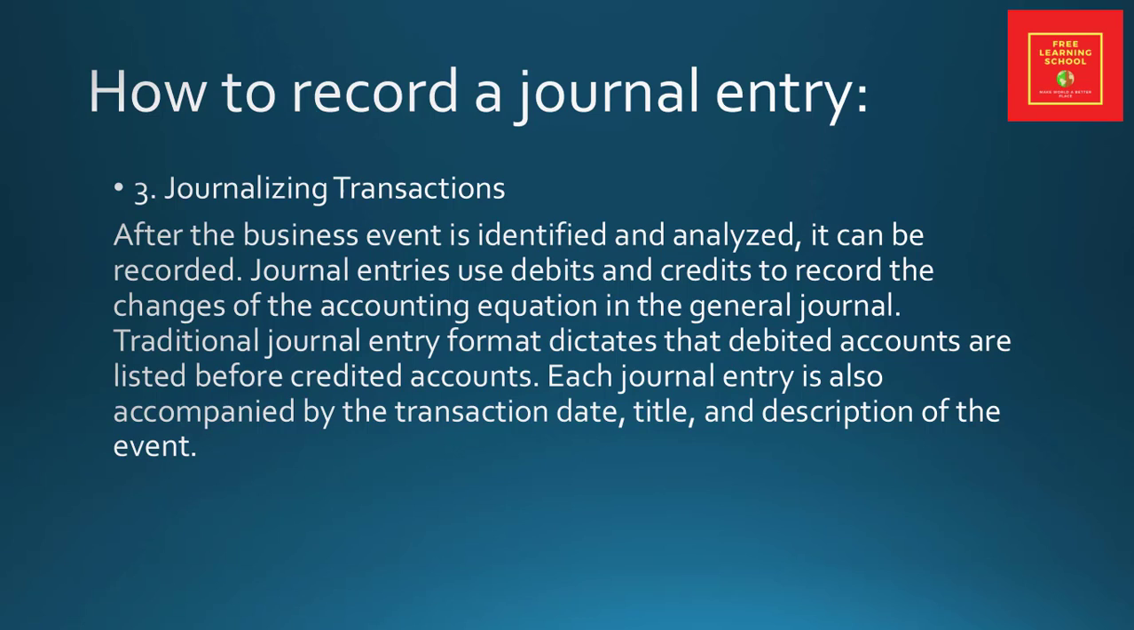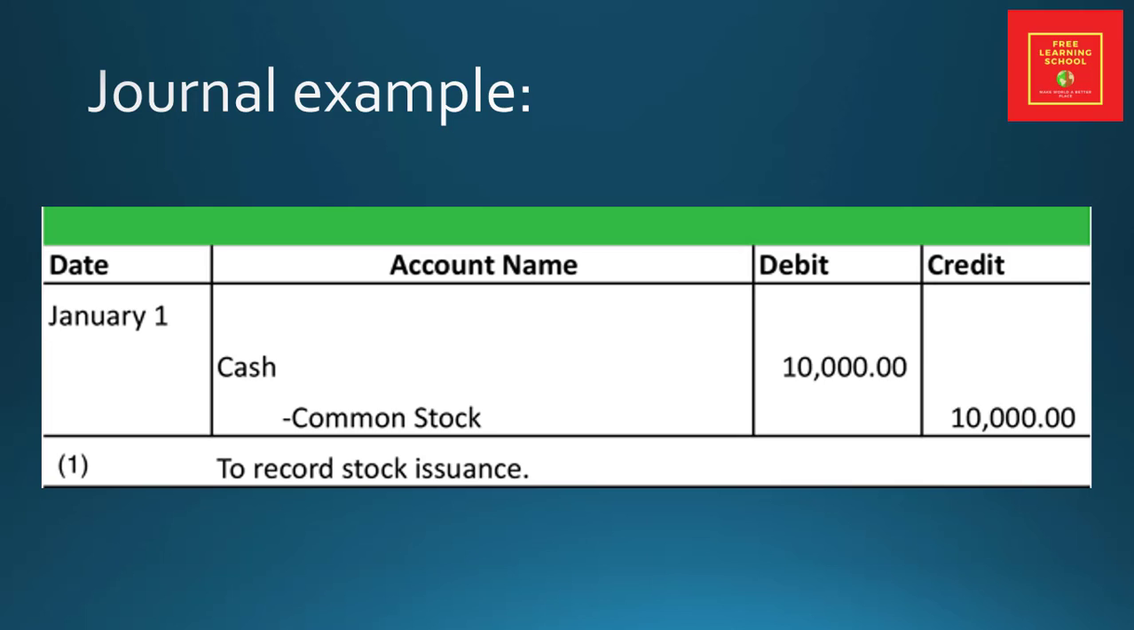Traditional journal entry format dictates that debit accounts are listed before credited accounts. Each journal entry is also accompanied by the transaction date, title, and description of the event. As we said before, these are the things that have to be there in a journal entry. So let's see one journal entry example.